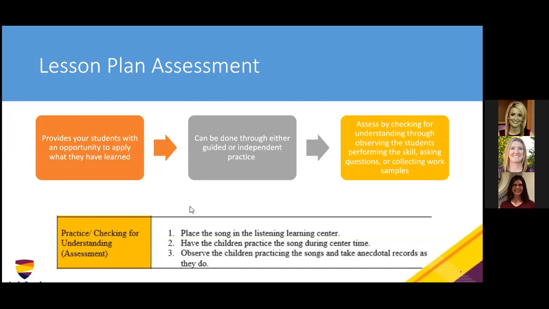So for example, if we think about kids learning how to do head, shoulders, knees, and toes with the song, our assessment could be playing the song in the listening center, having the kids practice the song during center time. And then as the kids are practicing, you're observing and taking anecdotal records about what they're doing. You could then use those anecdotal records to go back and check to see who has or has not mastered your objective that you already created.